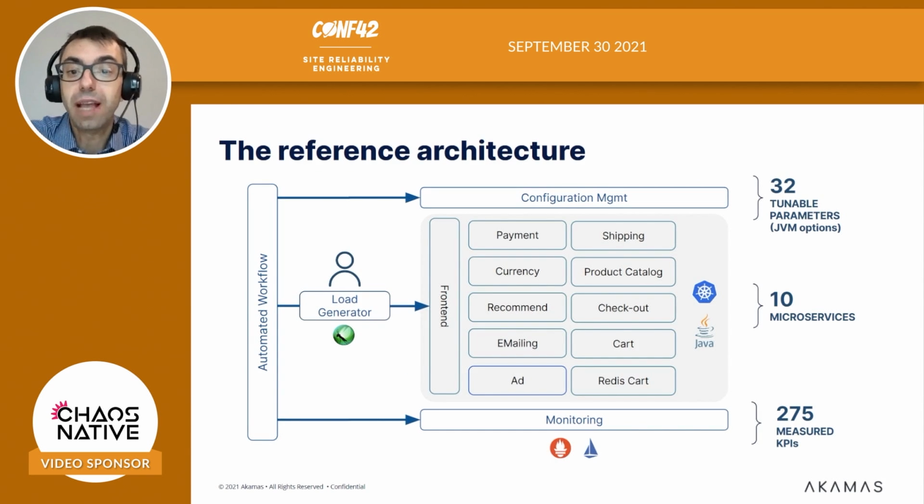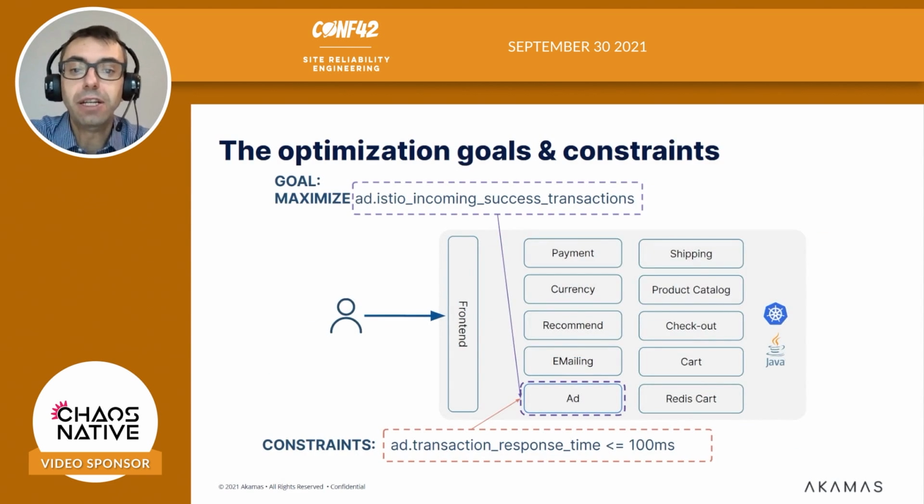As mentioned, the target architecture is the same. With respect to the previous picture, here we are emphasizing the specific JVM options, about 32, that are taken into account, and the specific microservice, the add service, that is being targeted. Let's see how the optimization goal and constraints are defined in this case. The goal for this use case is to increase the number of successful transactions processed by the add microservice. The SLO for this service is the average response time, which should be kept no higher than 100 milliseconds.